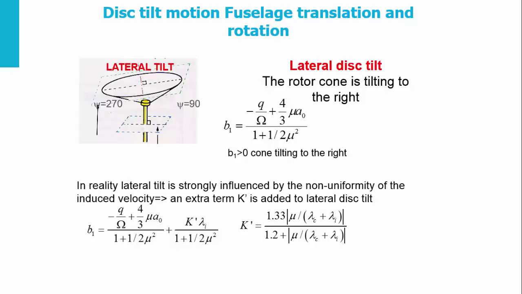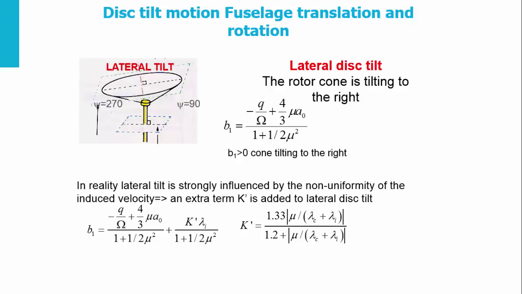In reality, the lateral tilt is strongly influenced by the non-uniformity of the induced velocity. Remember that we assumed induced velocity constant. Usually, an extra term K prime is added to the lateral disk tilt, which has this expression obtained from experimental results. So the lateral disk tilt can finally be calculated using this formula.